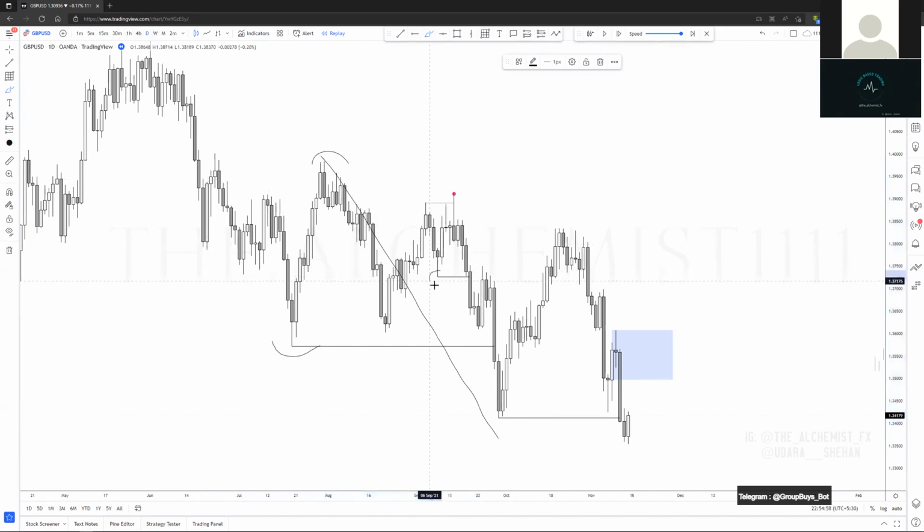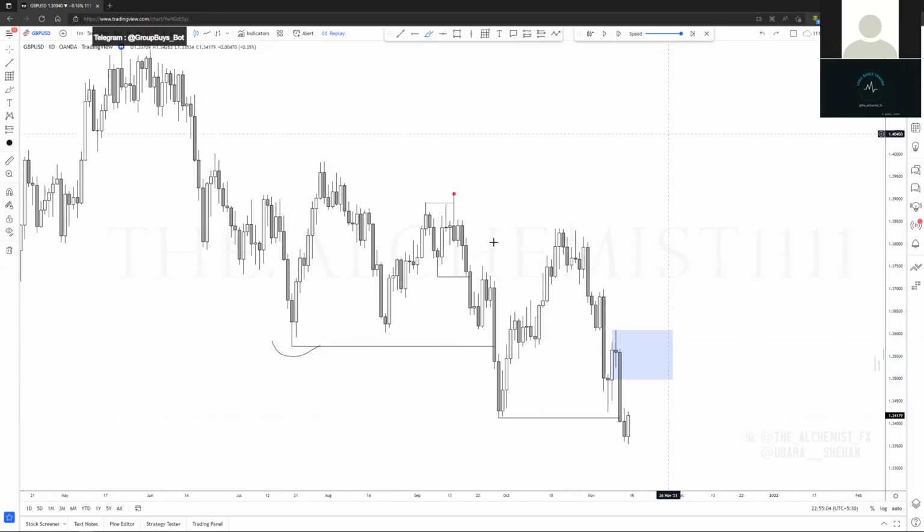So this was only a break of minor structure because your major structural point was here. Can you see that? That's why I told you this was only a minor structure break. Only after price breaks below this low can we confirm that this is the high of the next trading range. This is the high of the next trading range for the daily. Can you understand that?